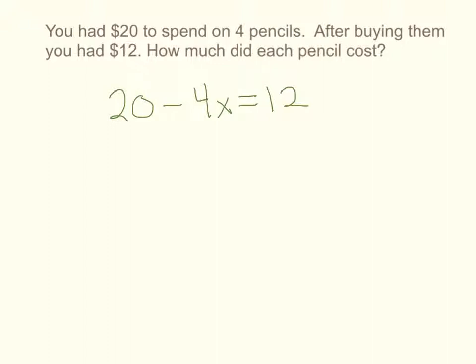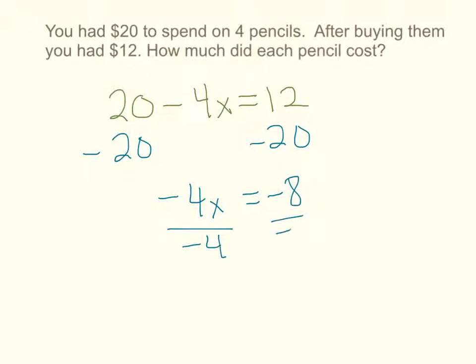Now we need to solve to find the second part. Subtract 20 from each side. Negative 4x equals negative 8. Then we divide by negative 4. So x equals 2. And we're talking about cost, so we do need to put a dollar sign, $2.